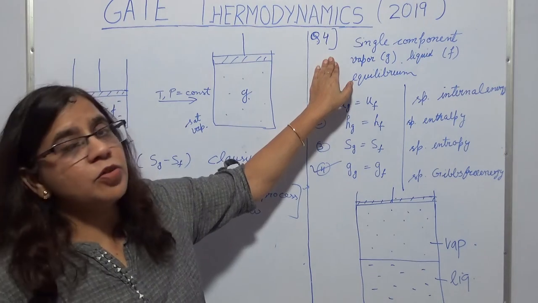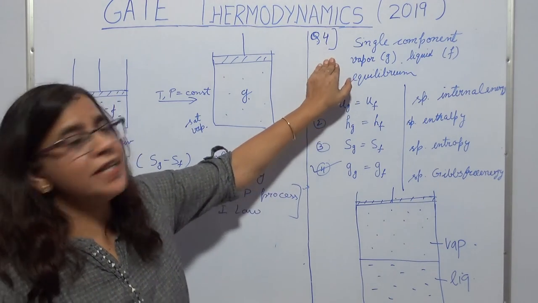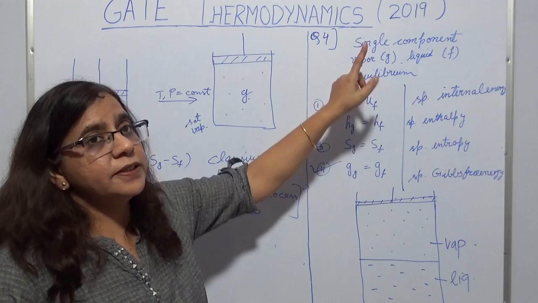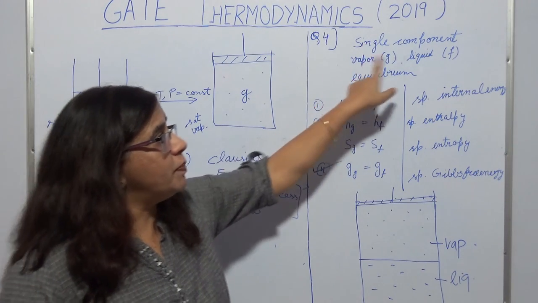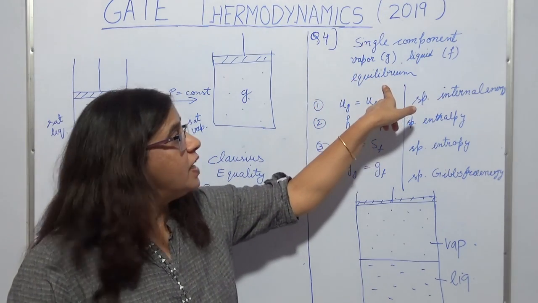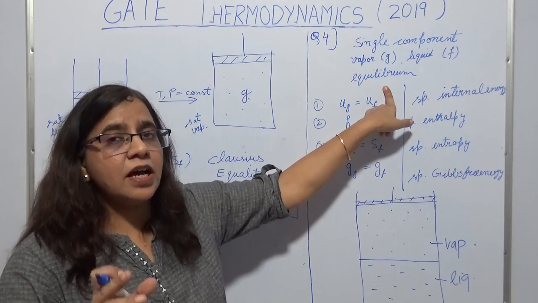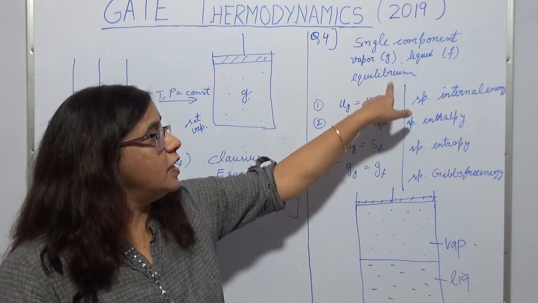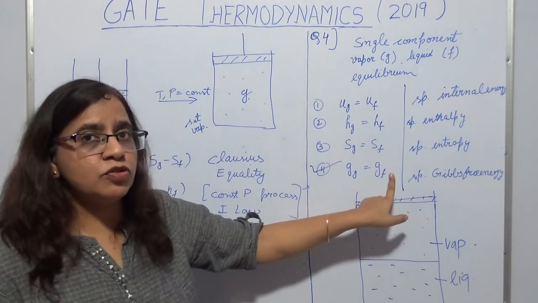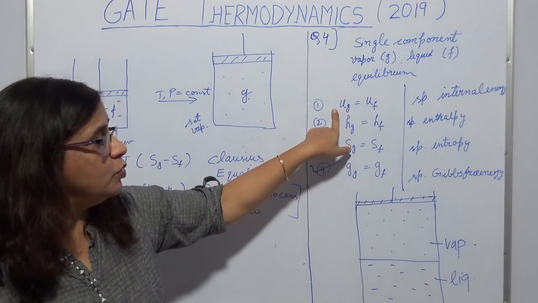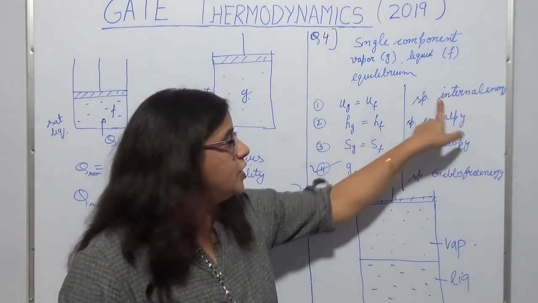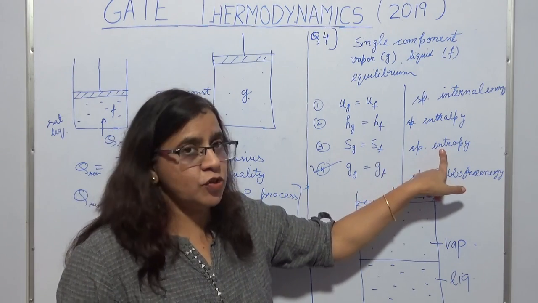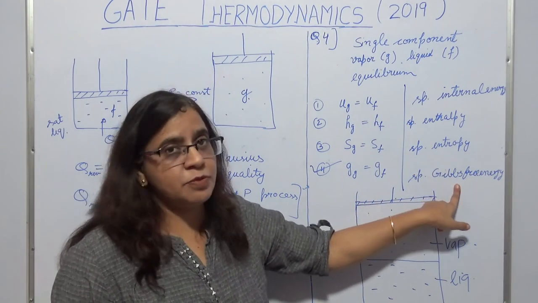So the third problem is question number 4, which appeared in GATE 2019. It says that a single component system where your vapor and liquid phase are in equilibrium, and it is asking that when chemical, physical and thermal equilibrium is maintained, then which one of these will be true. So your U is your specific internal energy, your H is your specific enthalpy, S is specific entropy, and G is your specific Gibbs free energy.